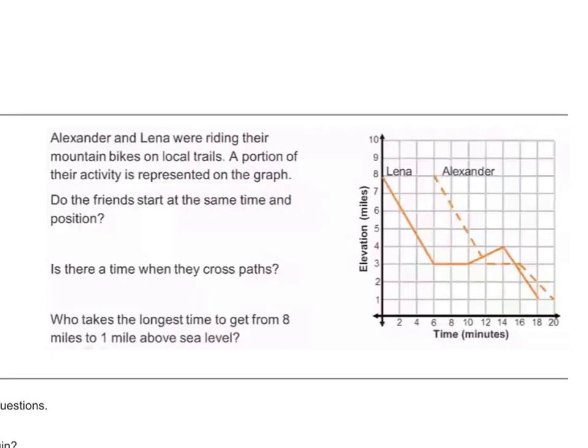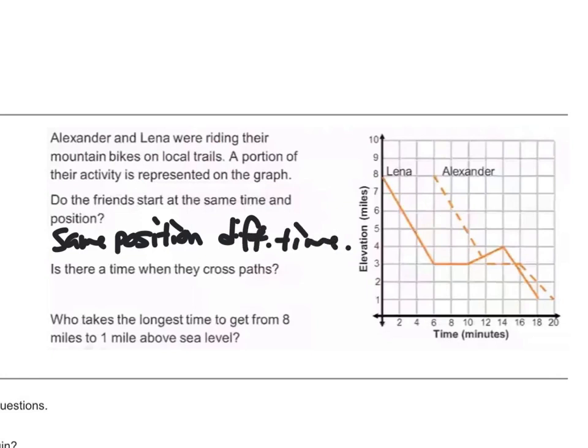But do their position? They start at the same position, but do they start at the same time? No. You can say that they have the same position, different time. Is there any time when they cross paths? Yeah, that would be where they intersect, right? So maybe at t equals 11.5, and then at t equals 15.5. And that's minutes.